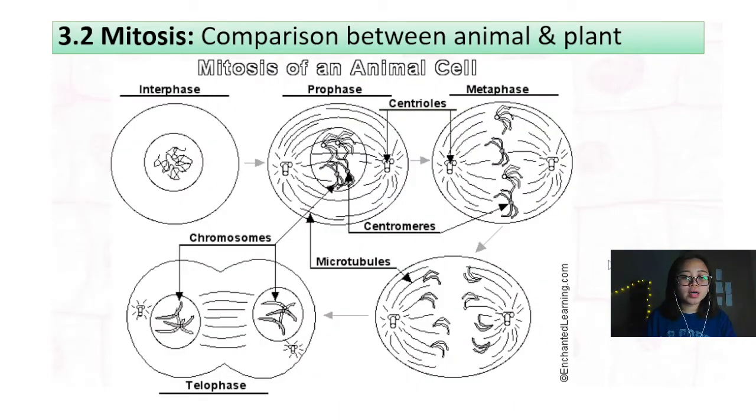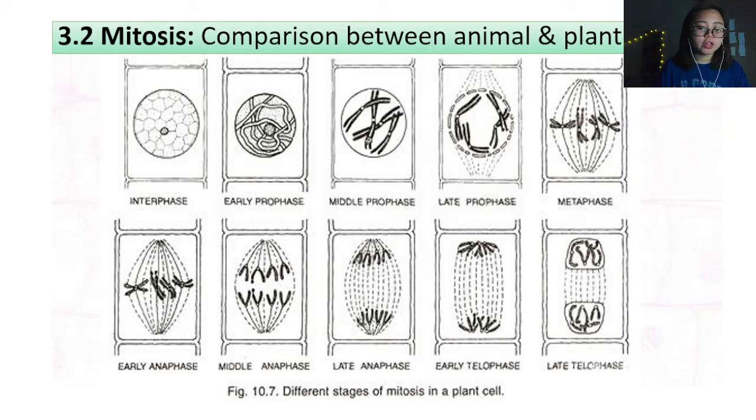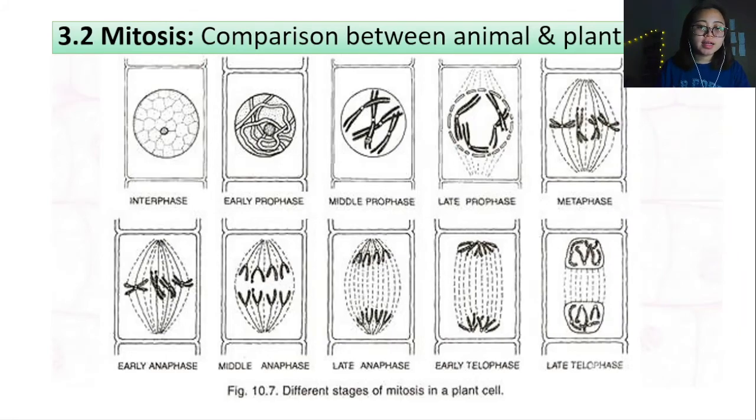Alright, so just remember this is what the mitosis of an animal cell looks like. This is what it looks like in interphase. This is what it looks like in prophase, metaphase, anaphase, and telophase. And this is what plant cells look like during mitosis. Ini adalah diagram yang menggunakan lebih banyak details lah.